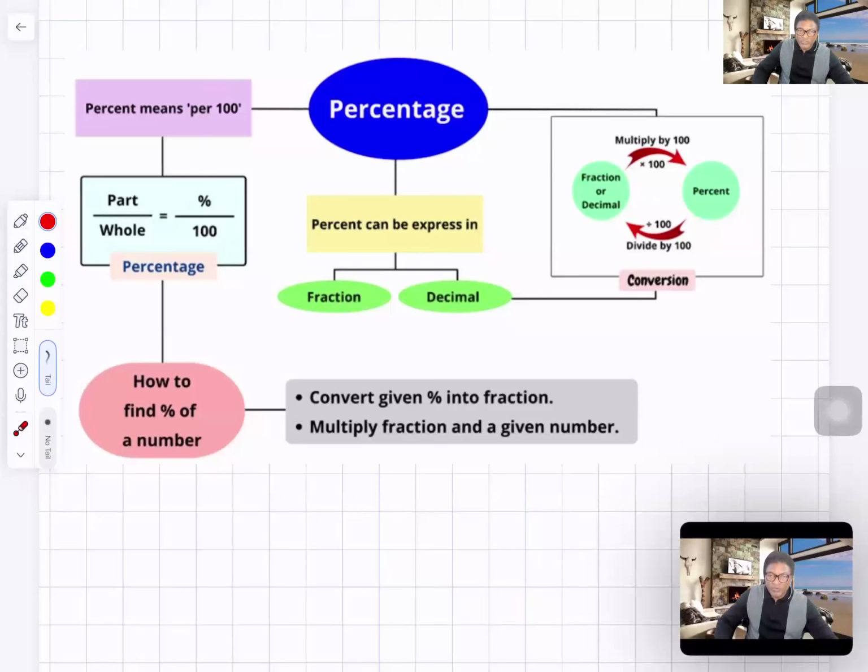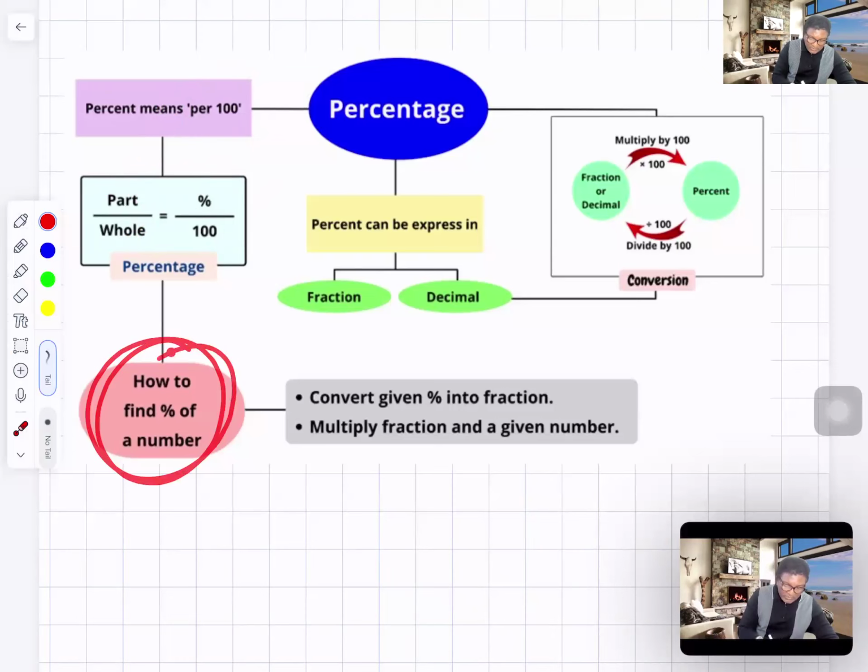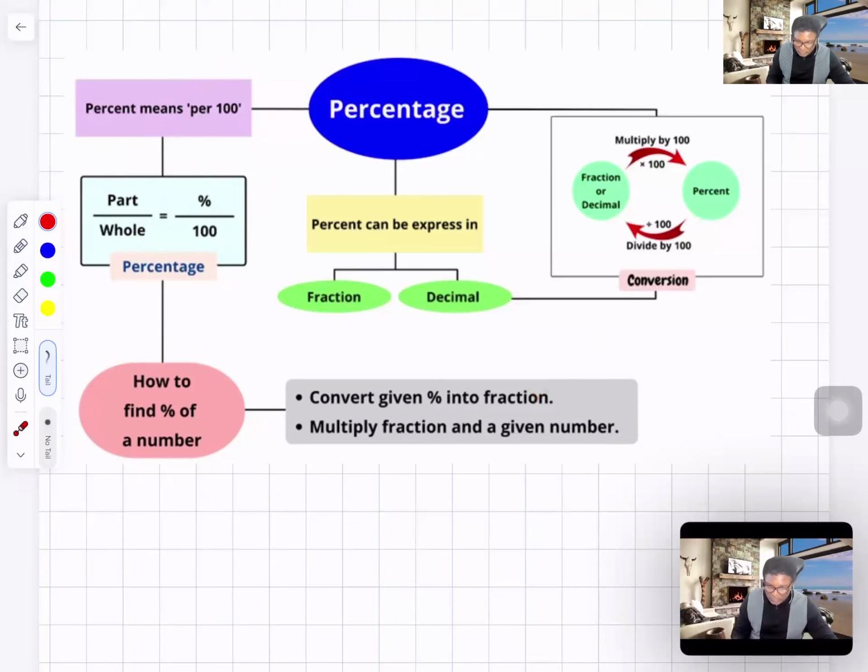Percentage, very common in exams. Percent means per 100. So it is part over a whole, which is like a fraction, part over a whole. So percent over 100. So how to find a percentage of a number? Convert the given percent into a fraction. You need to know that. You multiply the fraction and the given number.